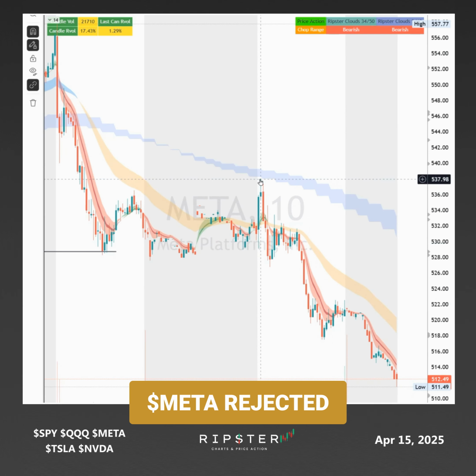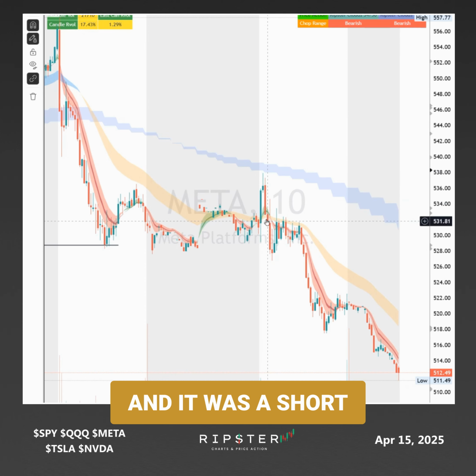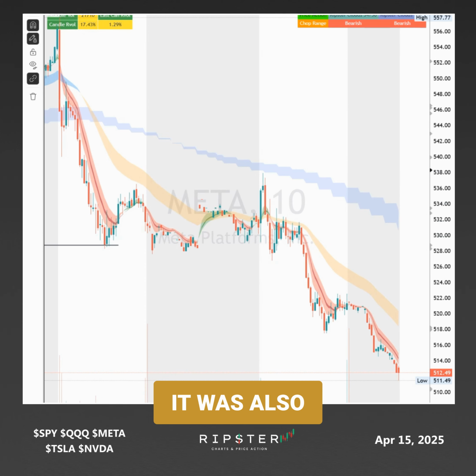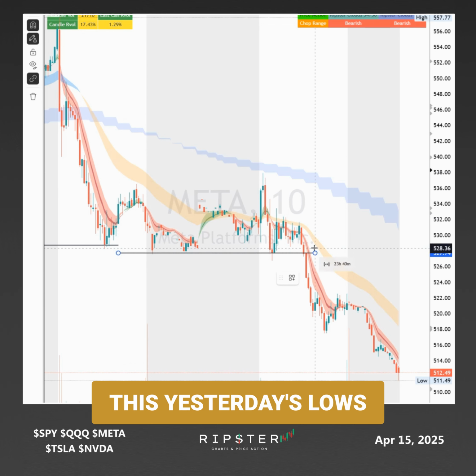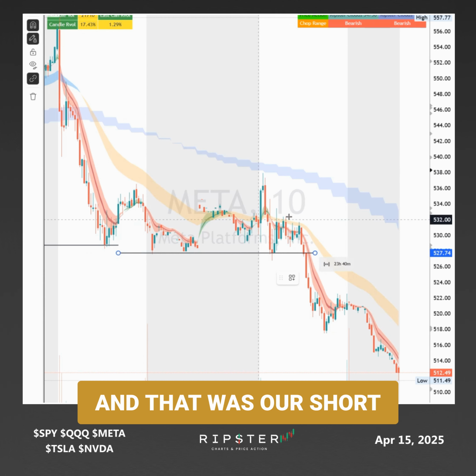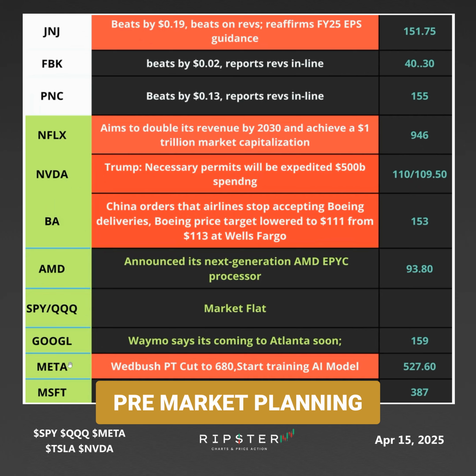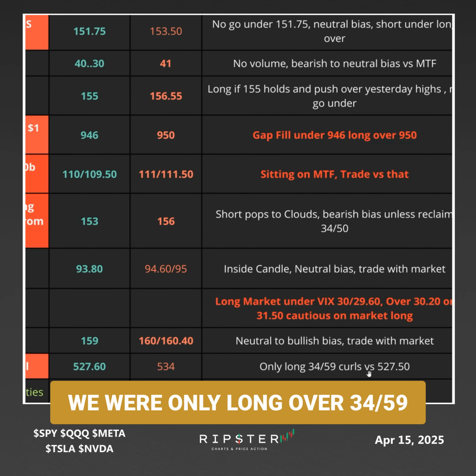Let's look at Meta. Meta rejected the 1 hour 3450 MTF clouds, and it was a short after that, and it pulled back and faded. It was also a day to short setup. Once it broke yesterday's lows or pre-market lows, it was a short, and that was our short in the community there as well. The pre-market planning we had on Meta, we were only long over 3459 versus 527.